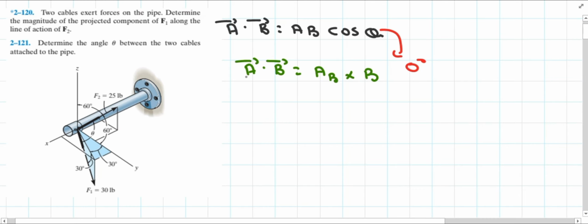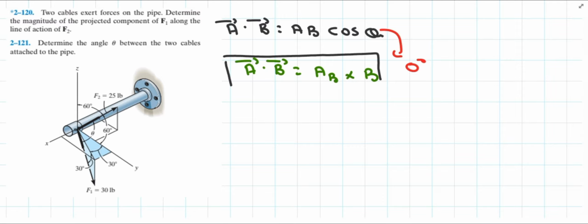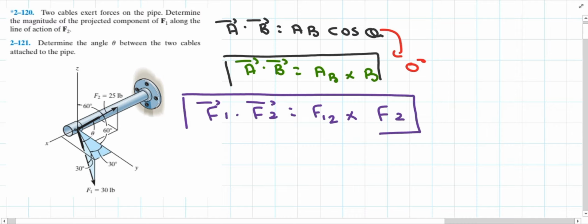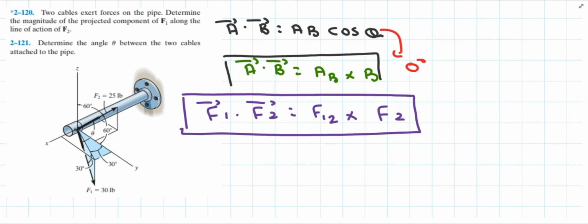So our final expression is this, and we use this expression to solve question number 2120. According to question 2120, this expression can also be written as F1 vector dot F2 vector, which is equal to the magnitude of F1 onto the direction of the F2 vector, times the F2 vector magnitude. This is the expression which helps us solve question number 2120. So without wasting any time, let's solve the question.